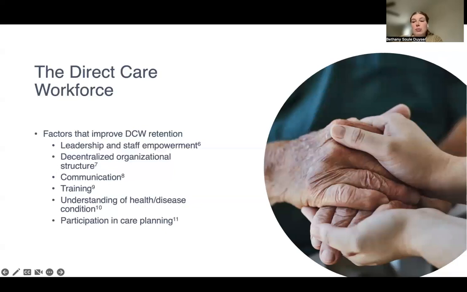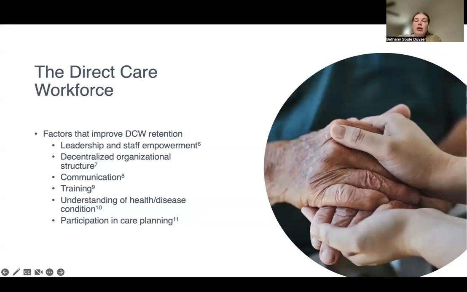Some of those include leadership and staff empowerment, decentralized organizational structures. Thinking back to some of those workplaces where direct care workers live, some of them have very hierarchical or rigid leadership structures and organization. Also, direct care workers in surveys report improved communication in the workplace and better quality and better access to training for their professional roles, as well as training that specifically supports their understanding of health and disease states or conditions of the people that they work with. And of course, as we saw on the last slide, that lack of decision making or respect for decision making.